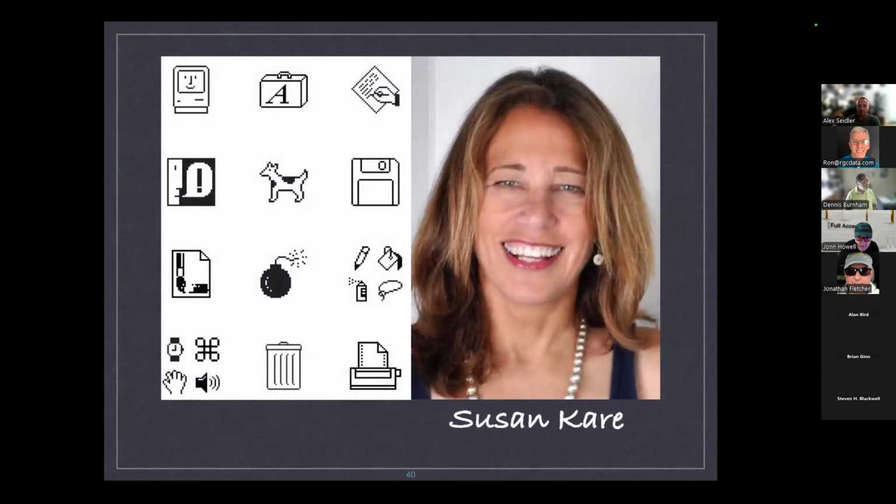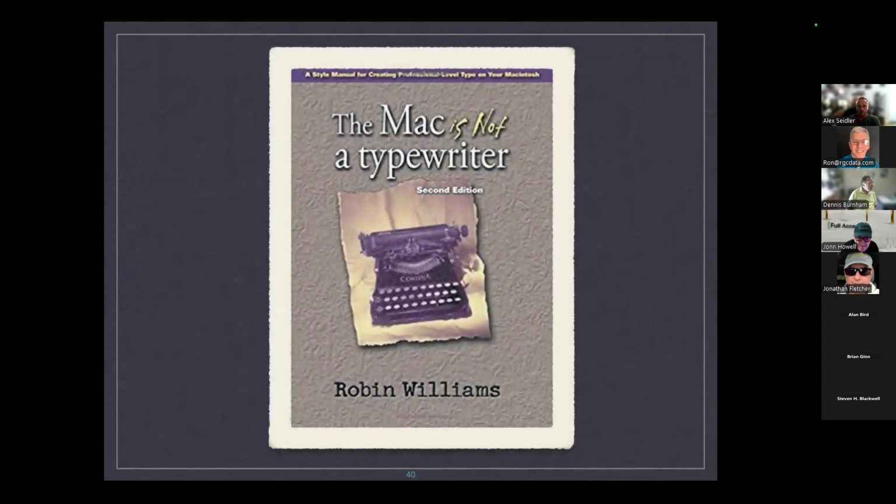Susan Kare is responsible for a lot of the early icons that we had with the original Macintosh. Her biography is an interesting one to read up about. And there was a book back in those days by not the Robin Williams, you know, as a comedian. It was a female Robin Williams who was making the point that the Mac isn't a typewriter in the title of her book. And it was all about using the Mac to do the kind of designs that we were doing in things like MacPaint and MacDraw, if you remember those.